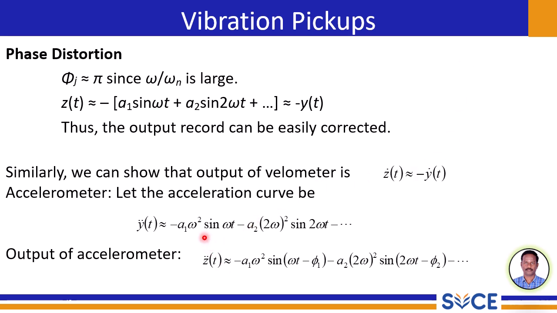Now consider this acceleration curve. The output of the accelerometer, which is related to the relative displacement and ideally proportional to the input acceleration as well, that is z double dot of t, will be this. Here the phase shifts phi 1, phi 2 will depend on the operating frequency omega relative to the accelerometer natural frequency. If the operating frequencies are not significantly higher than the natural frequency, these phase shifts will be different for each harmonic, leading to phase distortion in the recorded acceleration waveform.